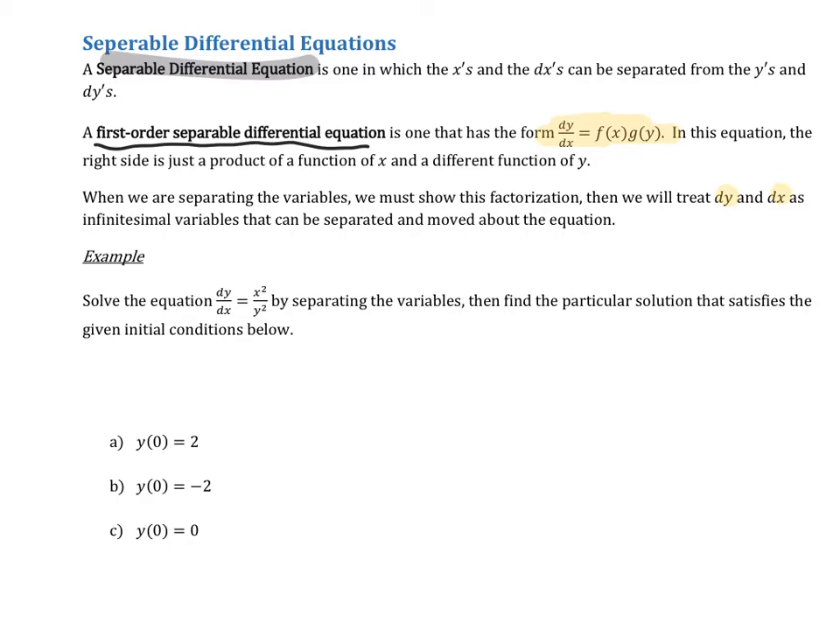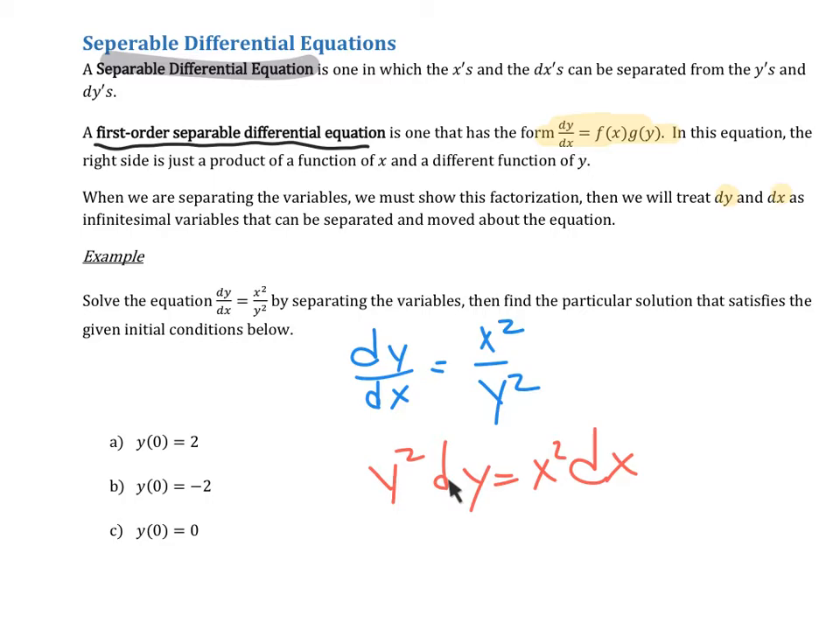So for example, we've got the equation dy/dx equals x squared over y squared. And we want to solve this. We want to figure out what is the equation y that fits this. Okay, so we're going to find a general solution, and then we're going to find some particular solutions. Well, what we're going to do is this. We've got dy/dx equals x squared over y squared, and we're going to kind of cross multiply this. Again, just thinking of all these as values. And so if we cross multiply, we get y squared dy equals x squared dx.